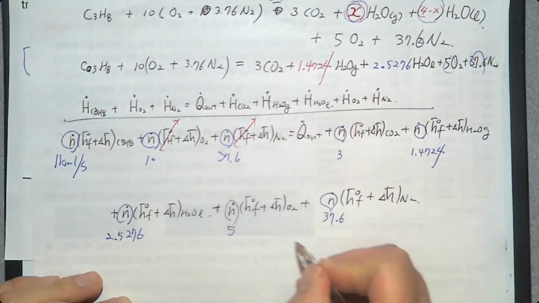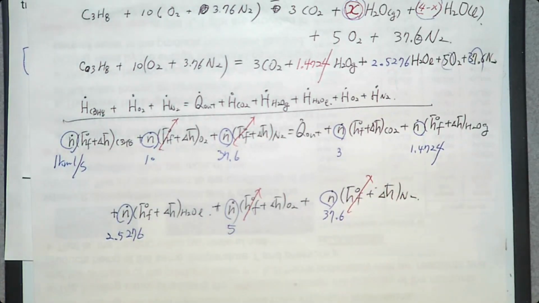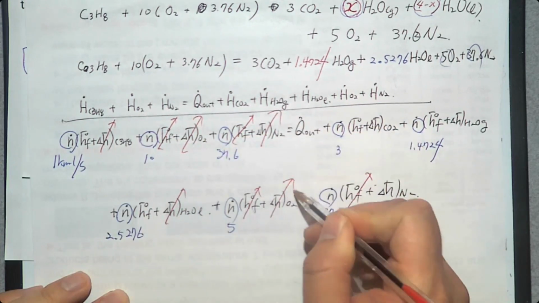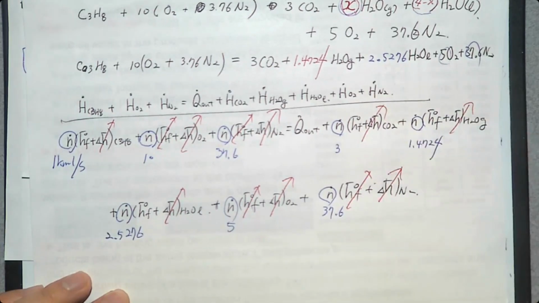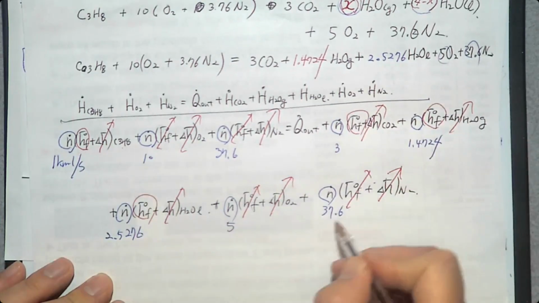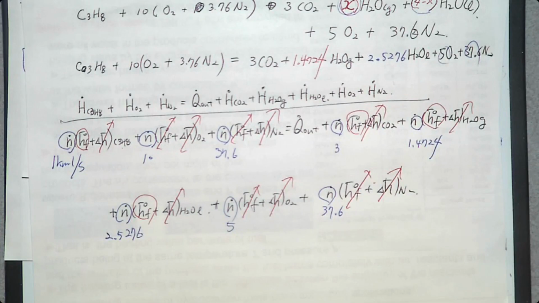What is the temperature at the inlet? 298. What is the temperature at the exit? 298. Do we need to determine delta H? No. So you can cross these out. So we have the enthalpy of formation of propane, carbon dioxide, water, and that's all. So now let's find them.